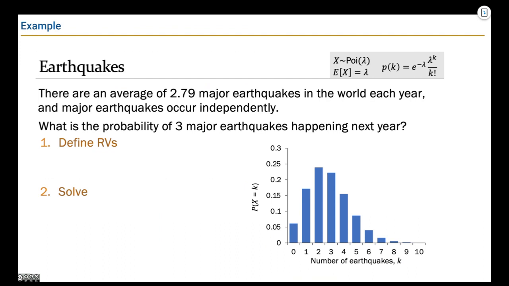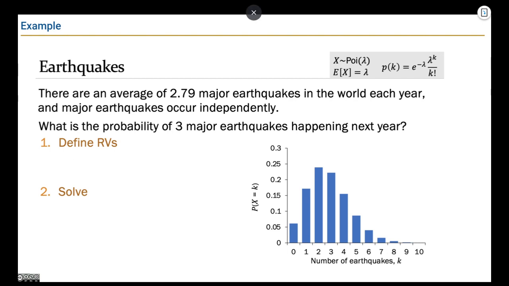All right, so let's try an example. Suppose there's an average of 2.79 major earthquakes in the world each year. I want to know, assuming that these earthquakes occur independently, what's the probability of 3 major earthquakes happening next year? Go ahead and put this on pause and try it out.